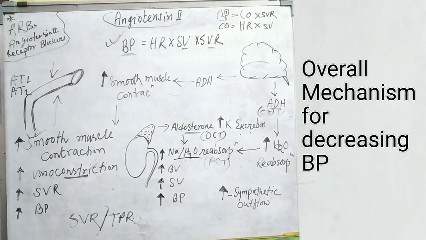So this is the way angiotensin 2 works. This is the overall way the renin-angiotensin-aldosterone system, that is RAAS, works and helps in the long-term regulation of BP control.